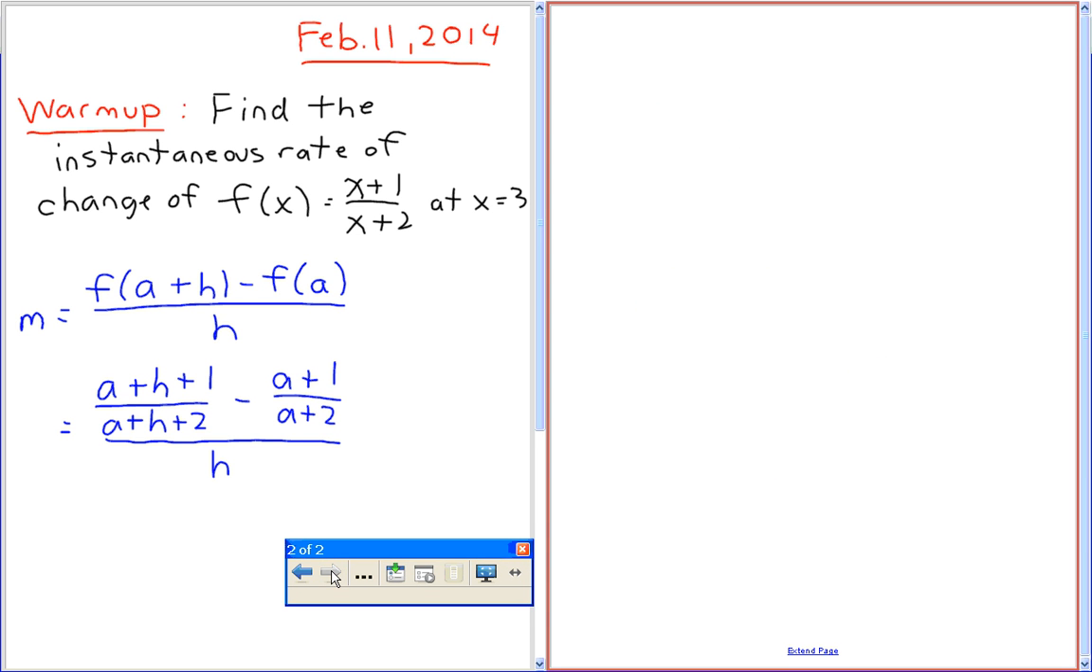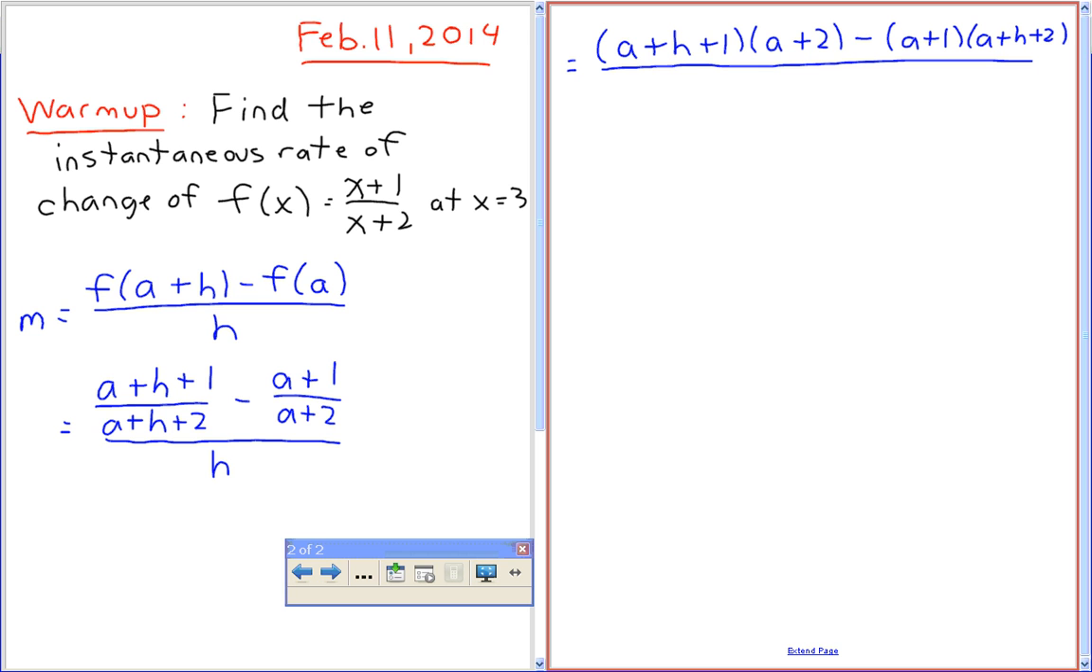Wonderful. Sounds good. Go ahead. So you just have A plus H plus 1 times the A plus 2, minus bracket A plus 1 times A plus H plus 2, all over A plus 2 times A plus H plus 2, and then all over H. Now, I would write divided by H right around the blackboard space.